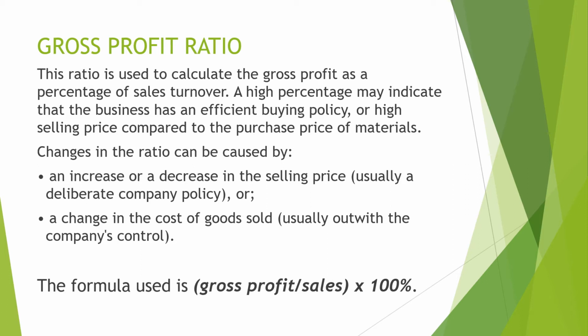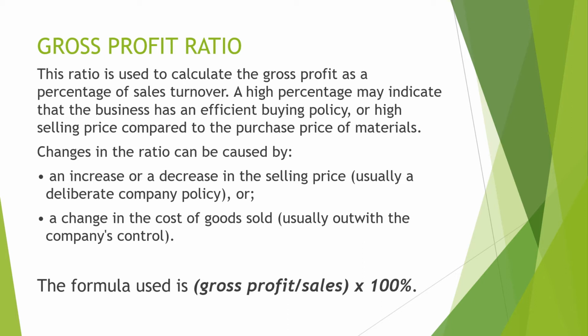So the change in ratio can be caused by an increase or a decrease in selling price. So if your selling price goes up, but you're able to maintain the cheaper cost price, then your gross profit is going to be bigger. If your selling price is coming down, maybe because you've got lots of competition and you have to do that, then the gap between your cost price and your selling price is going down, which means your gross profit is actually going to fall. It's going to go down.